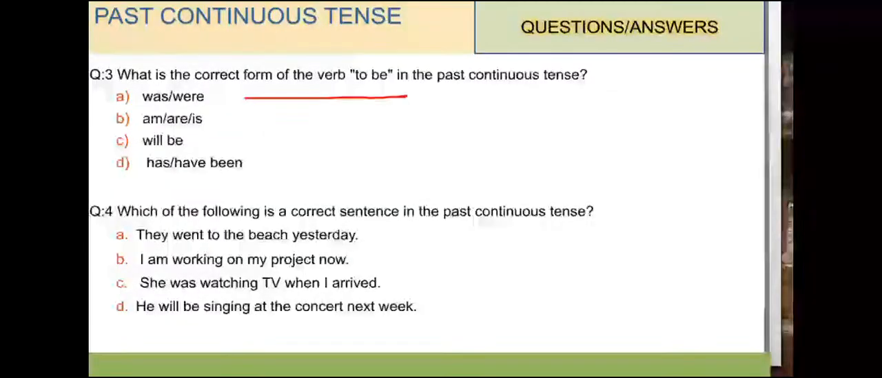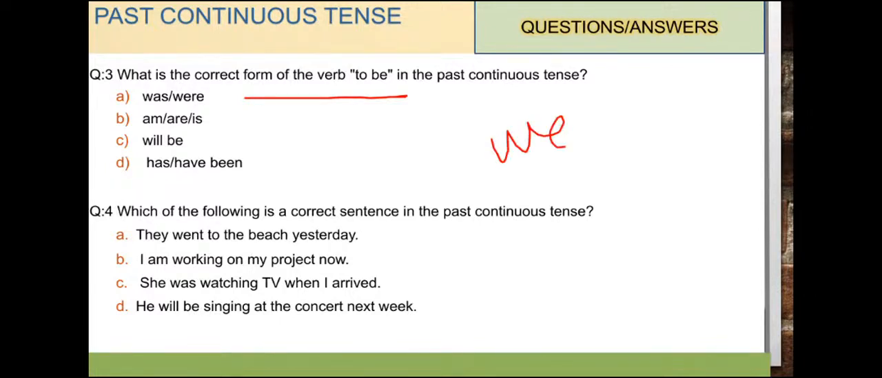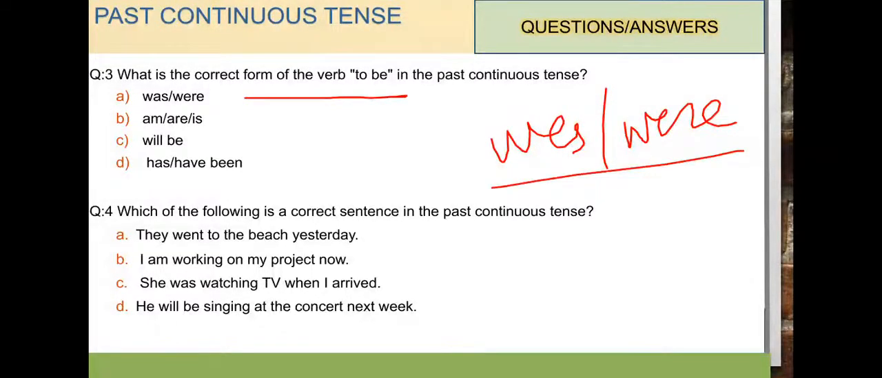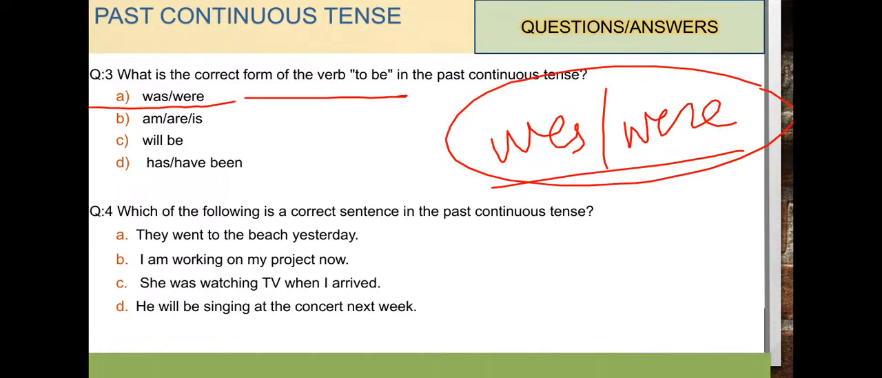Let's have the third question: what is the correct form of the verb to be in the past continuous tense? To be is was and were. Was and were is the be form of the verb right here, okay? We have at least 8 be forms of the verb. In present we have is, am, are. In past we have was, were. In future we have will, shall, and we also have been. So here in past we have was and were. So the first is your answer.